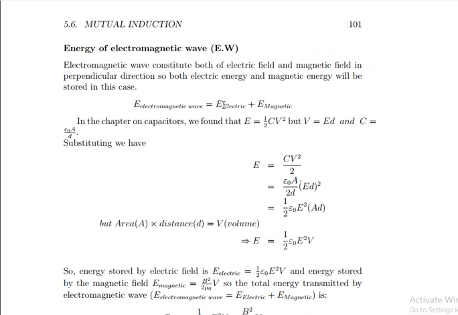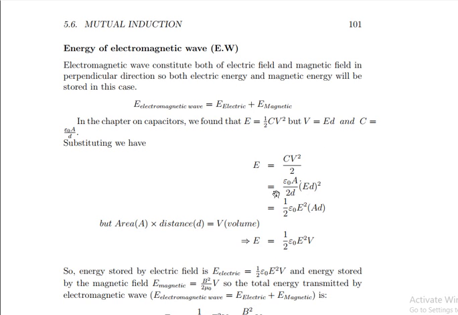Now, the electric field energy of the electromagnetic wave can be found from E equals half CV squared, which we found in the chapter on capacitors. So now we know that C is given as epsilon 0 A all over d. When we substitute, we have epsilon 0 A all over d, which is the value of C, and V equals E d, where E is the electric field strength and d is the distance. So I can substitute the different values.